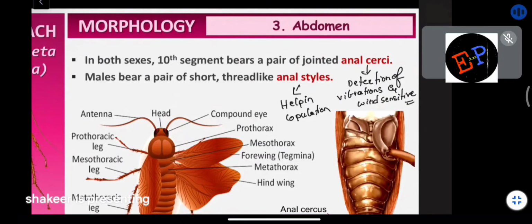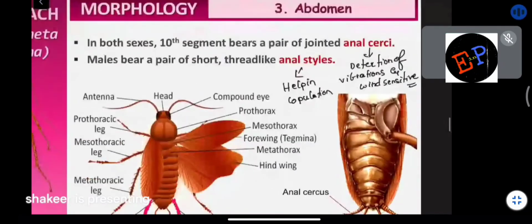It means they are responsible for sensation, they are sensory organs. Are you able to understand? So where are these anal cerci present? They are present on the 10th segment. And they are present both in males as well as in females. See here, this is the anal cerci. Present in both males as well as females.